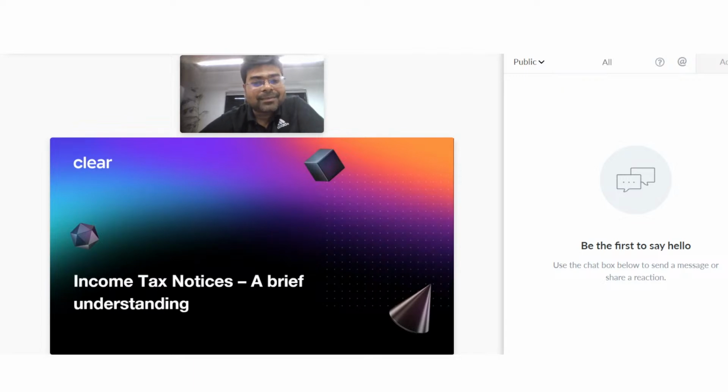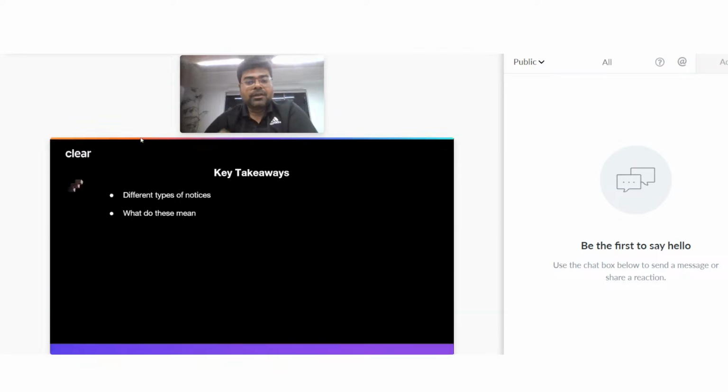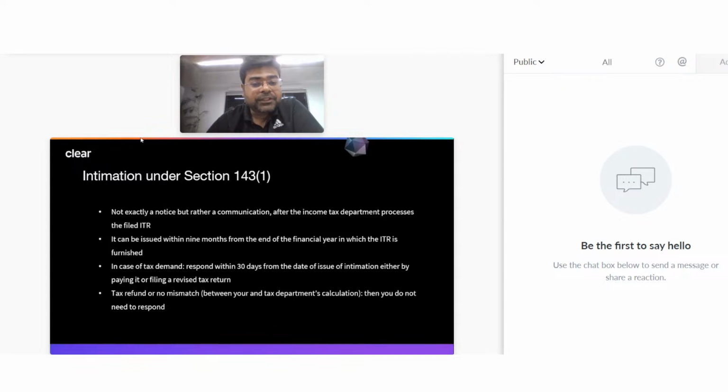That said, let's come to today's topic of income tax notices. A little bit of understanding of what income tax notices are and what do they mean actually. Now, firstly, we are going to take a look at the intimation, right? So, intimation is a documentation, a letter sent by the income tax department after they have processed the income tax return, right? But people may think that this intimation is actually a tax notice, but in reality, it is not. It is just a communication sent out by the income tax department after they have processed the income tax return filed by you.